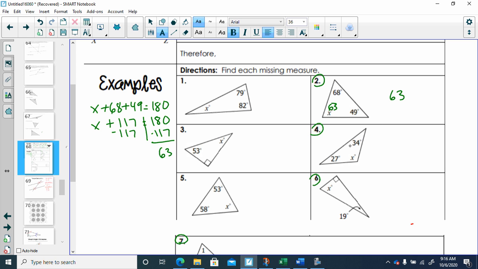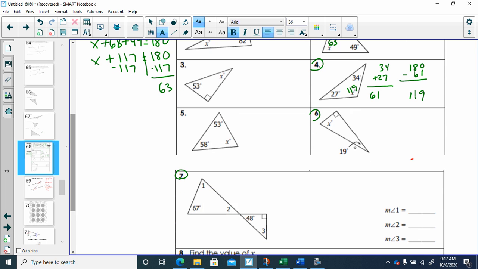Now let's try this one. Now, without having to write the whole equation, what I know is these three add up to 180. If I add these two up and subtract from 180, I would get x. 34 plus 27, in your calculator, 34 plus 27 would give you 61, okay? 180 minus 61 would give me 119, okay? This angle would be 119 degrees.